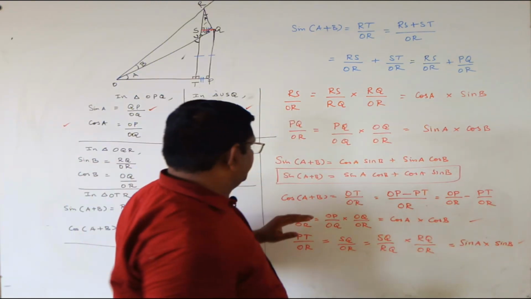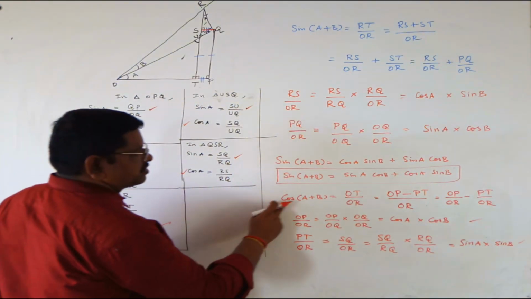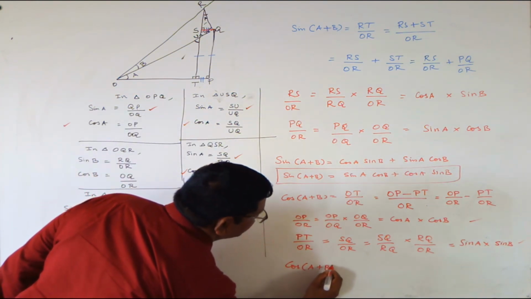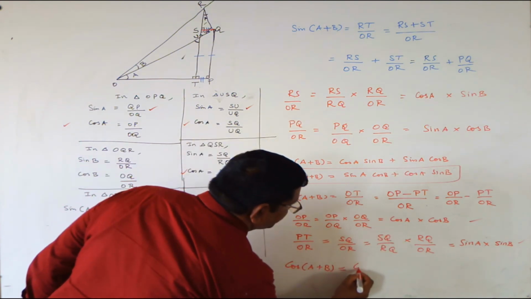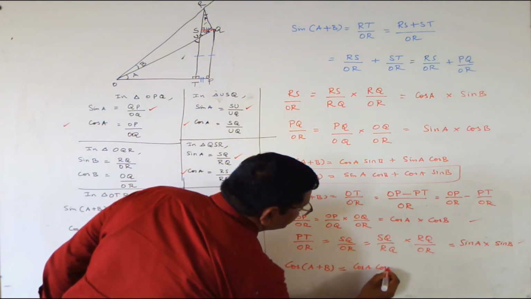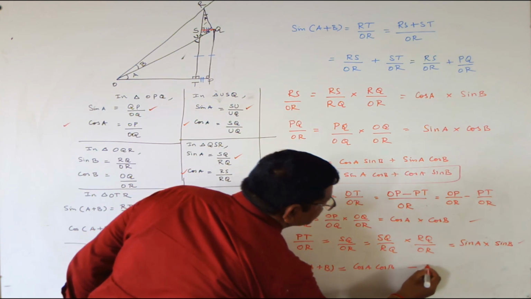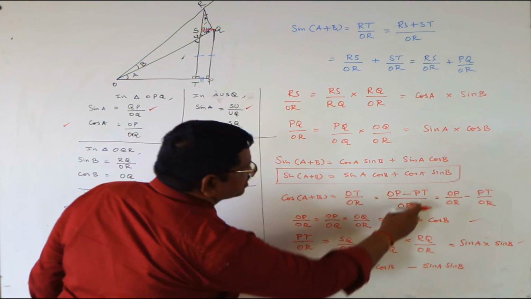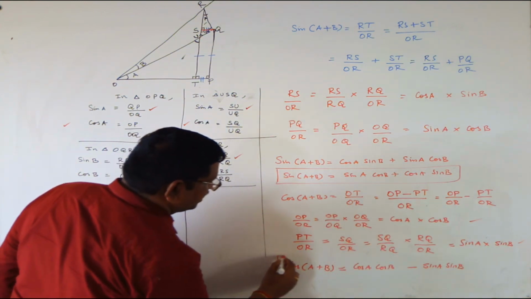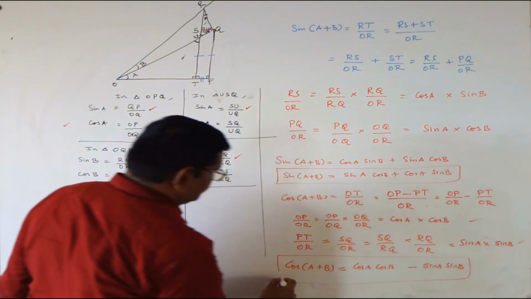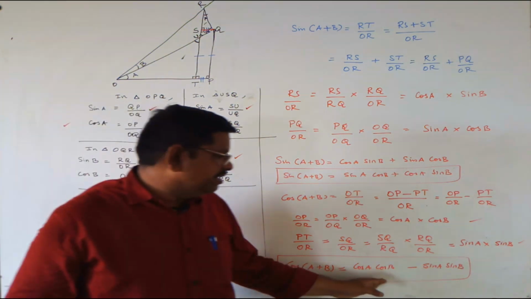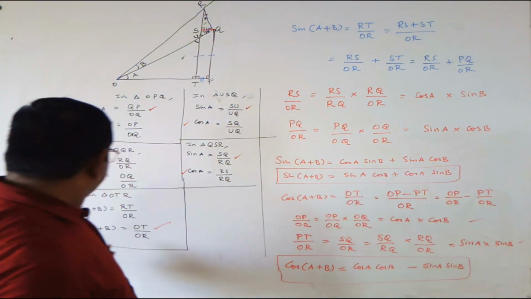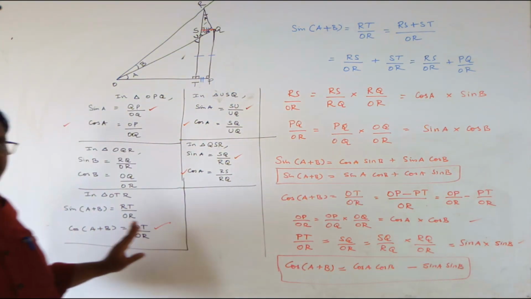Substituting these two values in the value of cos of A plus B, we get cos of A plus B is equal to, the first value is cos A cos B and the second value is sin A sin B. There is a minus in the middle. So we are getting the identity cos of A plus B is equal to cos A cos B minus sin A sin B. In this way, we have to derive what is sin of A plus B and what is cos of A plus B.